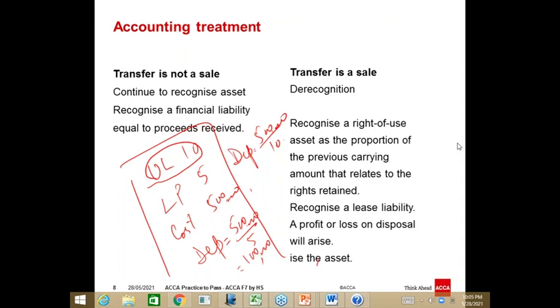If there is an option to transfer and it is probable that the company will exercise the option, then you need to take the useful life.